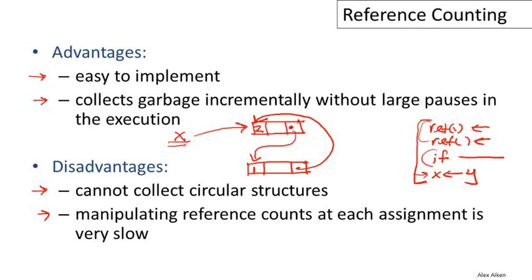Now, if we were to assign a new value to x, let's say the assignment x gets null, so this pointer goes away. Well, what's going to happen? When we do that assignment, we're going to change the reference count of this object. It's now going to be 1. And if we look at this heap, we now see that these 2 objects are unreachable. But notice that their reference counts are not 0. So we can't collect them.